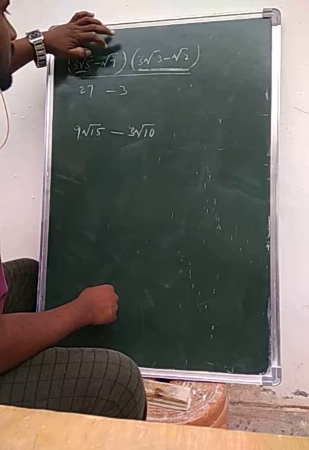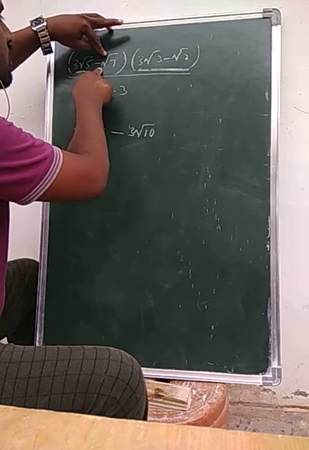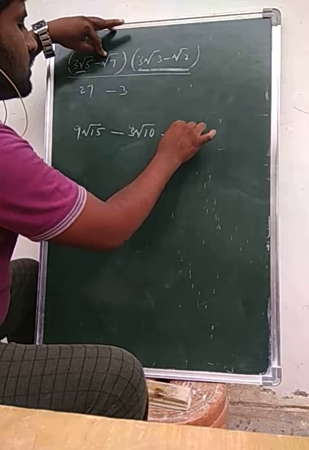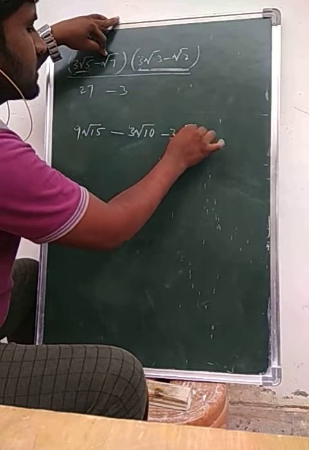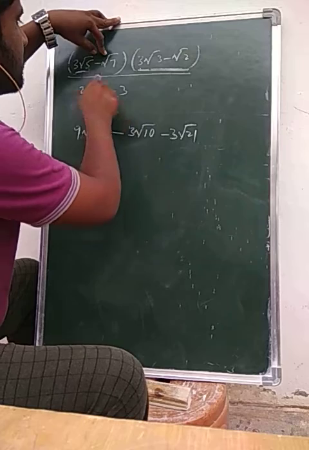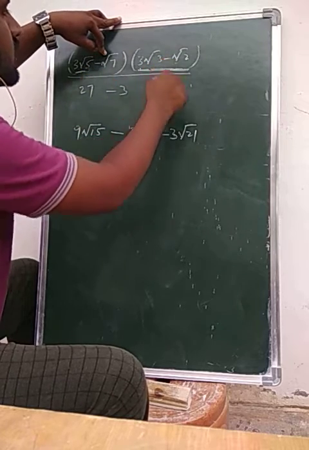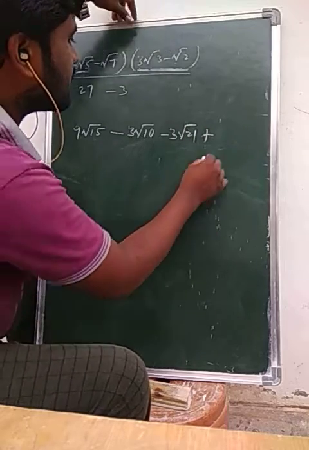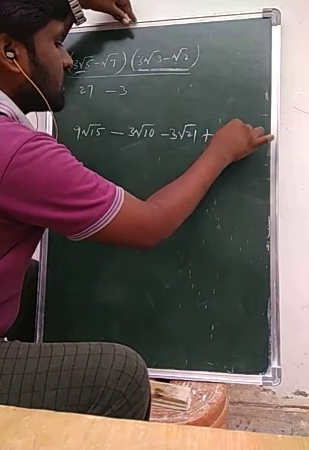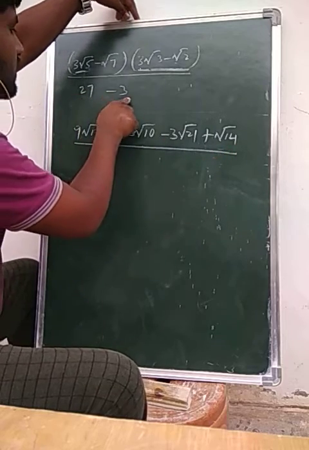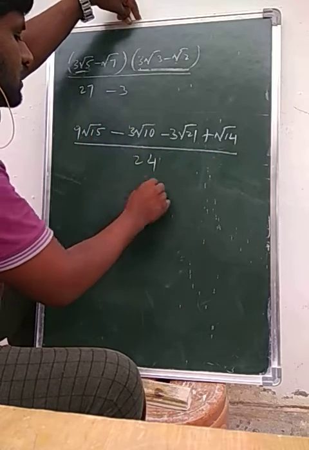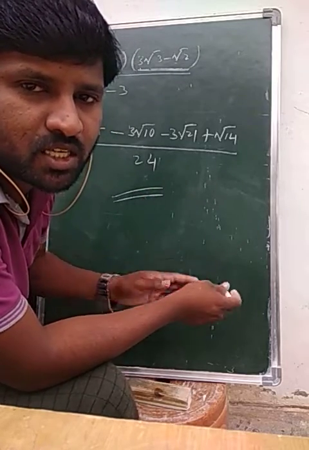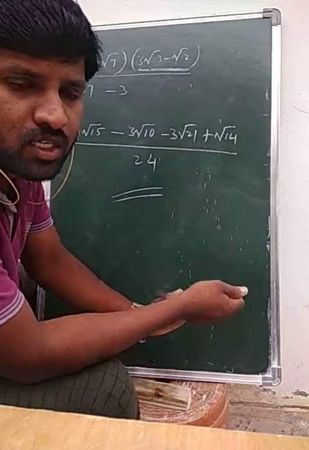And coming to the next one, minus root 7 into 3 root 3. So that is minus 3 root 7 into root 3, which is root 21. Next, minus root 7 into minus root 2. Minus of minus is plus. Root 7 into root 2 is root 14. By here, 27 minus 3 is 24. So this is the required answer. Like this we can rationalize the denominator of the following. Okay students?